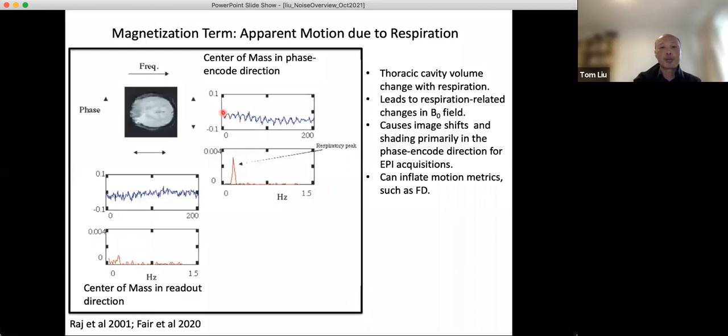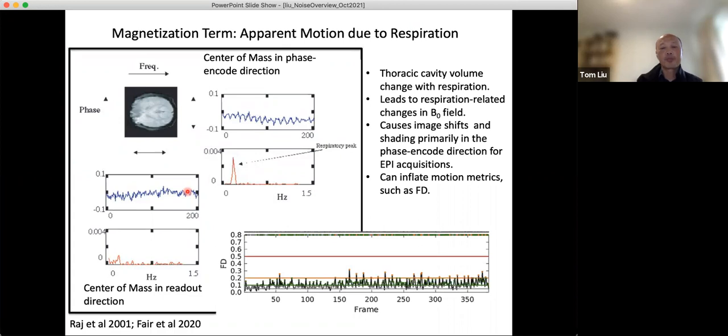That's shown here, where you're looking at the center of mass varying as a function of cardiac activity, and you see a very strong peak at the cardiac rate. On the other hand, if you look in the readout direction, you really don't see that, because the amount of motion that happens in the readout direction for EPI is such that any effects are much more diminished there.